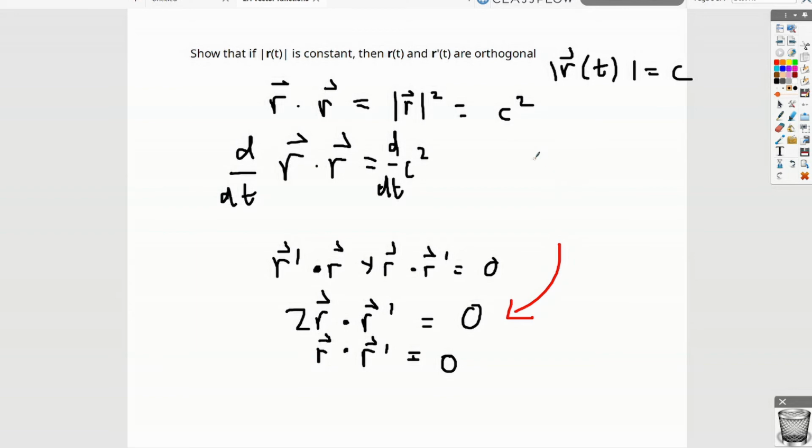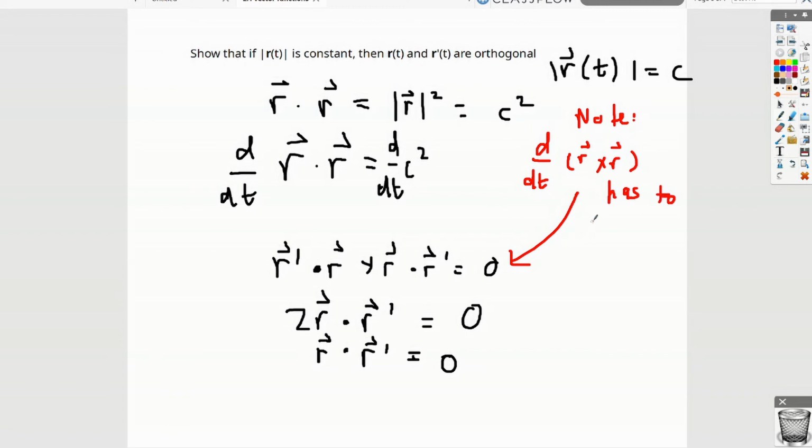So note, I'm going to put a note on this step, r cross r prime, or no, not this step, I'm sorry, the step above it. So note, d/dt of r cross r prime is not commutative, it has to be this order.